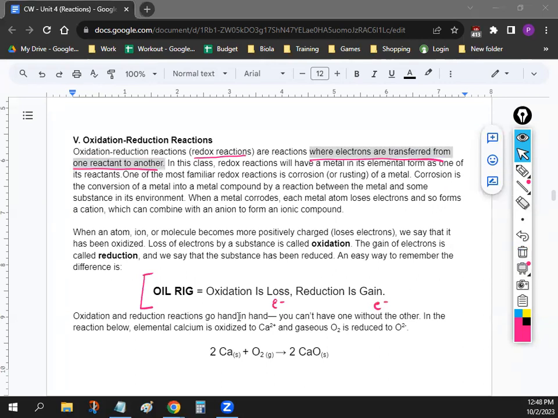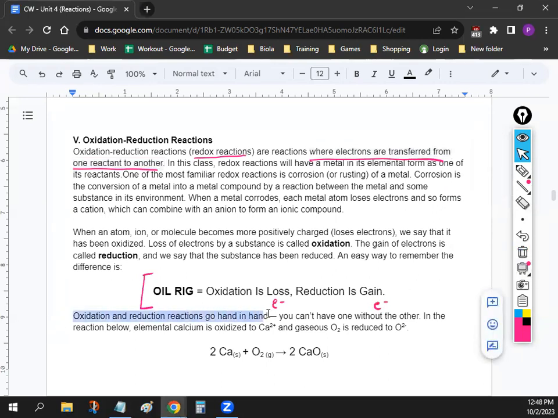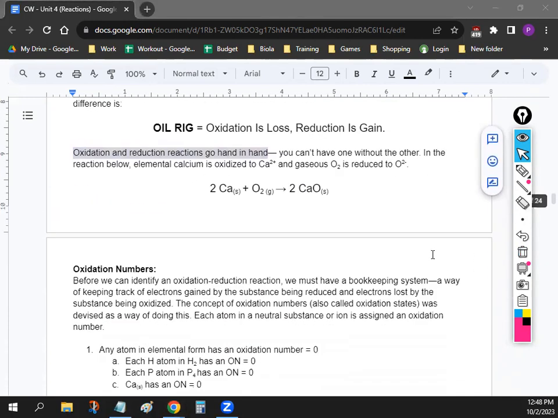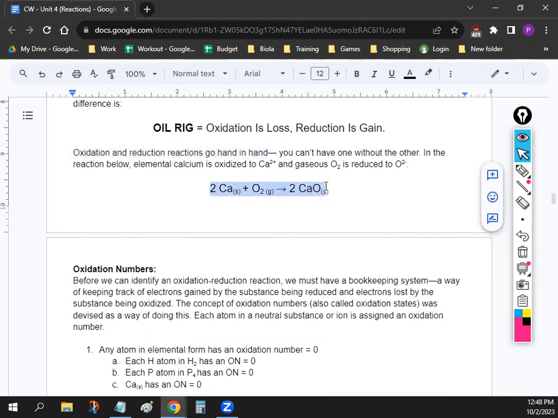One thing to keep in mind is that oxidation and reduction go hand in hand, which means if there is one of them, the other one is going to be present as well. That makes sense, right? Because if one compound is losing electrons, the electrons have to go somewhere. So oxidation and reduction always go together. Let's take a look at an example right here. You guys don't need to copy it down. It's a reaction where calcium is oxidized to Ca2+, and oxygen is reduced to O2-.